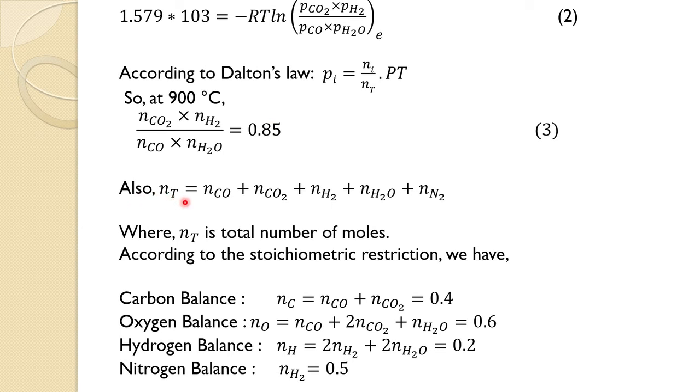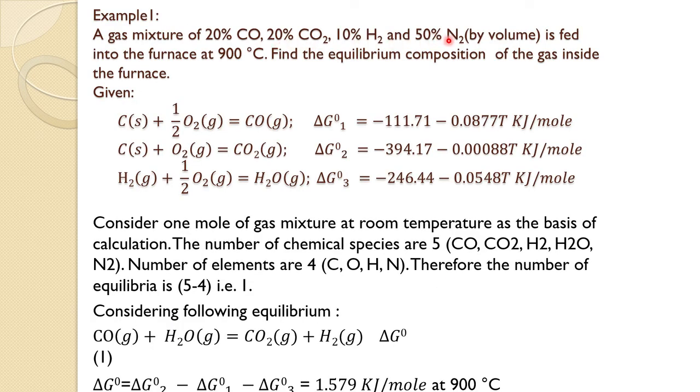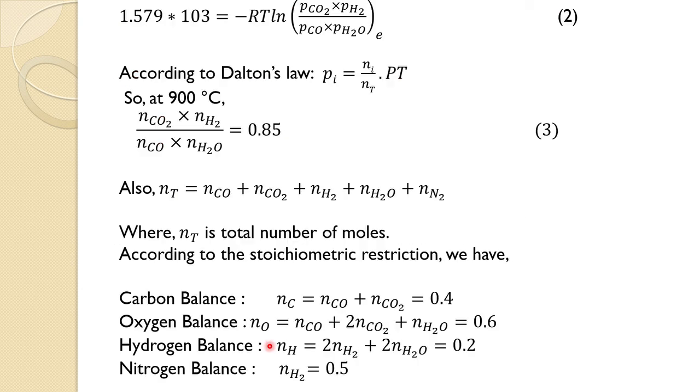Also we know the total number of moles in the mixture, and then doing a simple stoichiometry analysis for the elements, carbon balance, oxygen balance, hydrogen balance and nitrogen balance, you can arrive at these numbers, because the percentages are given. So, you can do the balance of all of these. It gives you carbon 0.4, oxygen 0.6, hydrogen 0.2, nitrogen 0.5.